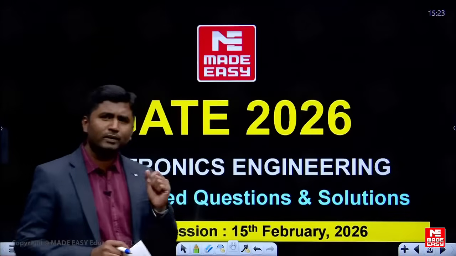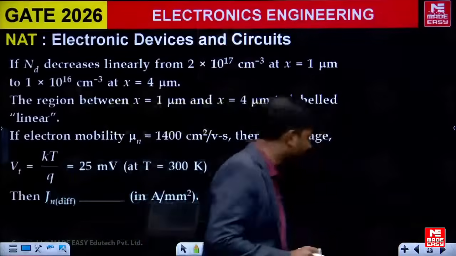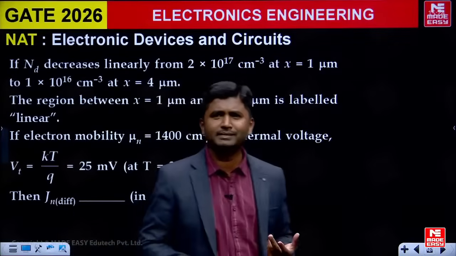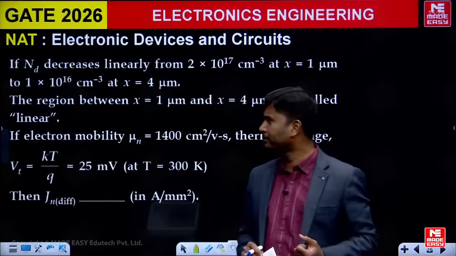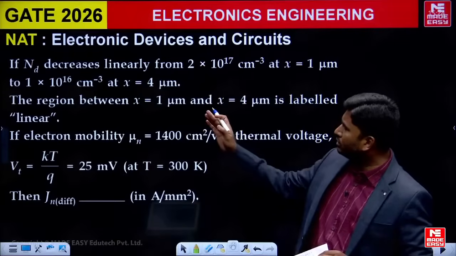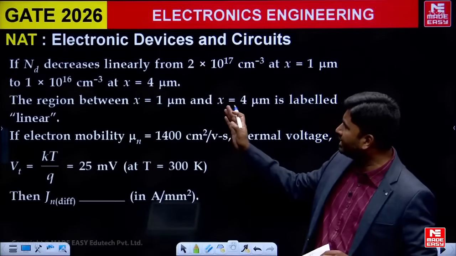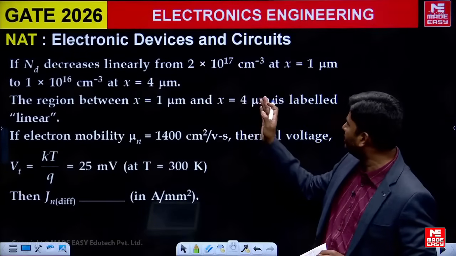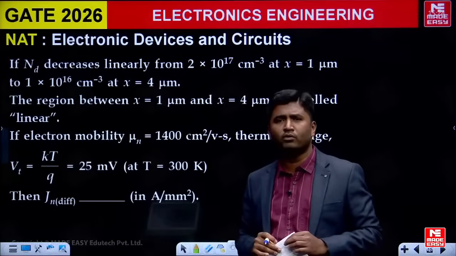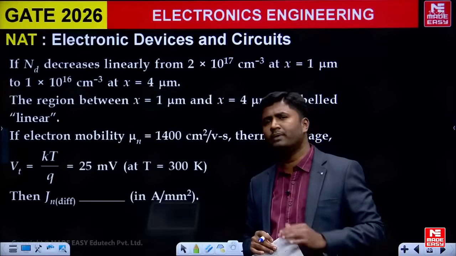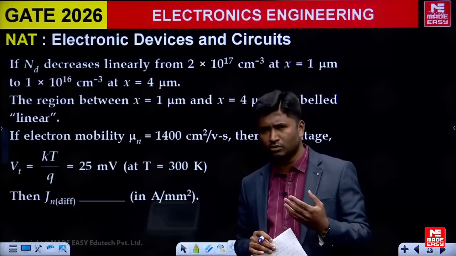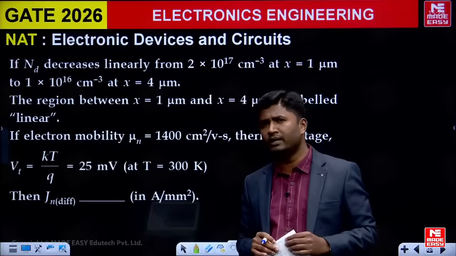Let us see question number 1. This was about calculation of diffusion current density. It's a question from semiconductor basics, and I hope everybody has done it correctly. If you read the data, it says in a semiconductor, doping concentration linearly varies from 2 into 10 per 17 at x equal to 1 micrometer to 1 into 10 per 16 at x equal to 4 micrometer. There is a linear decrease in doping concentration. So this is a case of concentration gradient. It will give rise to some diffusion current, and that we have to calculate here.